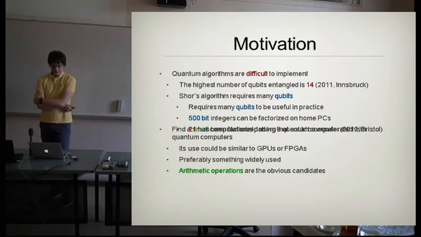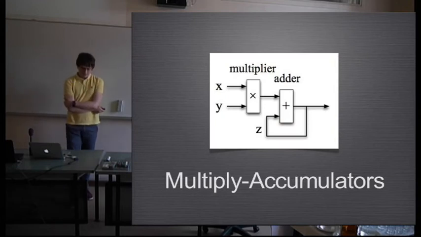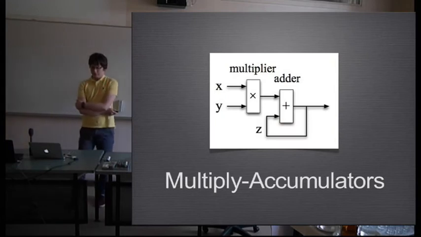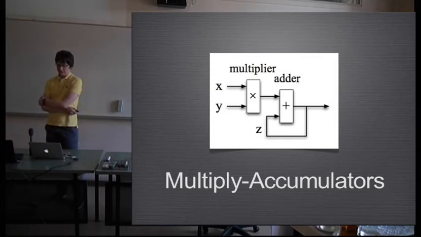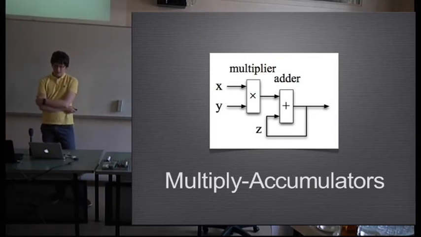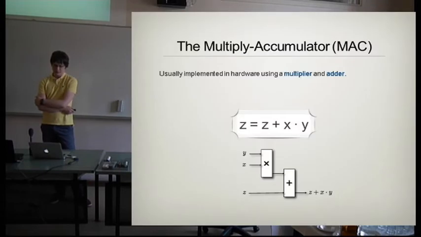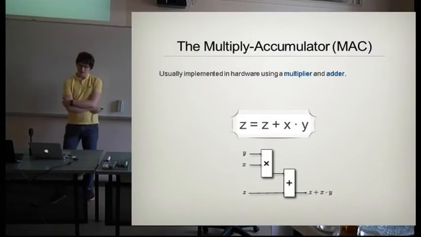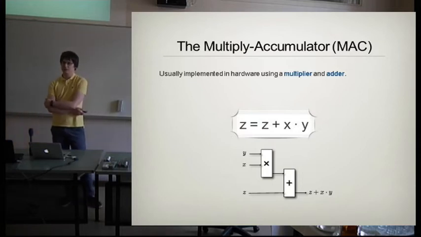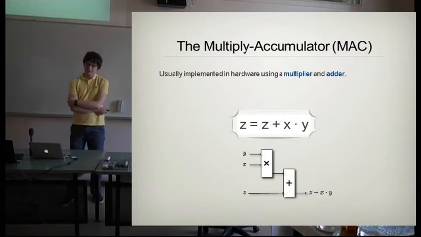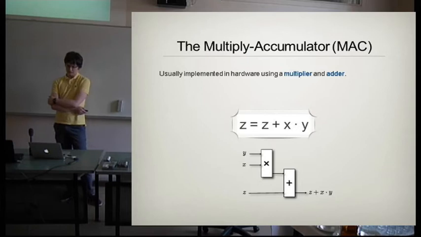So what we worked on is the Multiply Accumulator, or simply just MAC. It performs this kind of simple operation. It adds x times y to a register, and it is usually implemented in hardware using a multiplier followed by an adder.